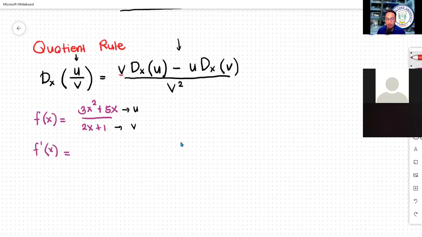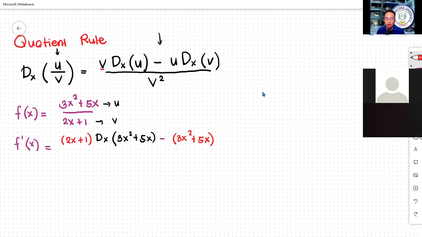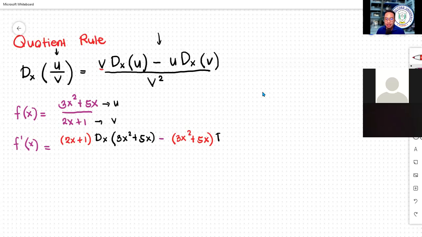We have v. Our v is the denominator, so we are going to place it inside the parentheses, 2x plus 1. And then we take the derivative of the numerator, and then we do minus the u, which is 3x squared, our numerator, plus 5x, and then close it. And then we are going to do dx.